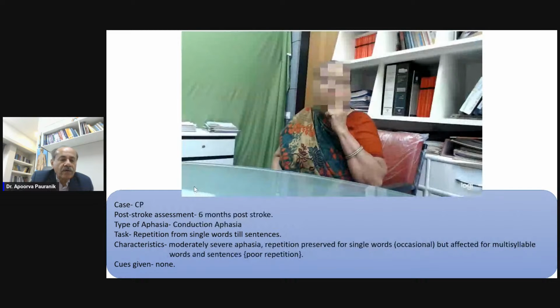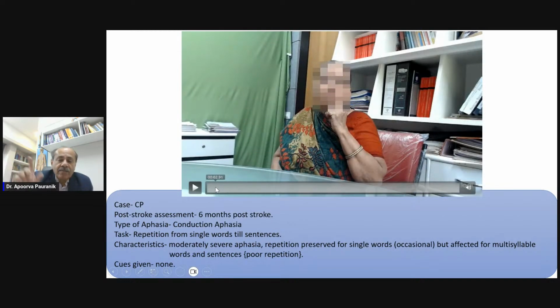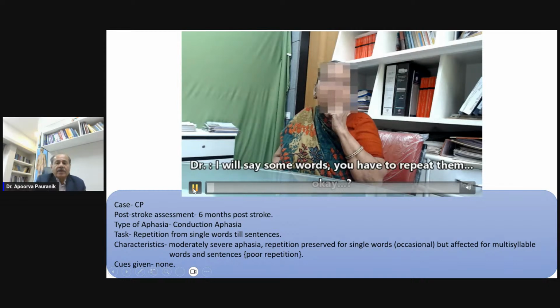Okay, I will show you one more. That fellow was able to repeat fairly well. Now this lady is having conduction aphasia, and her repetition is poor.